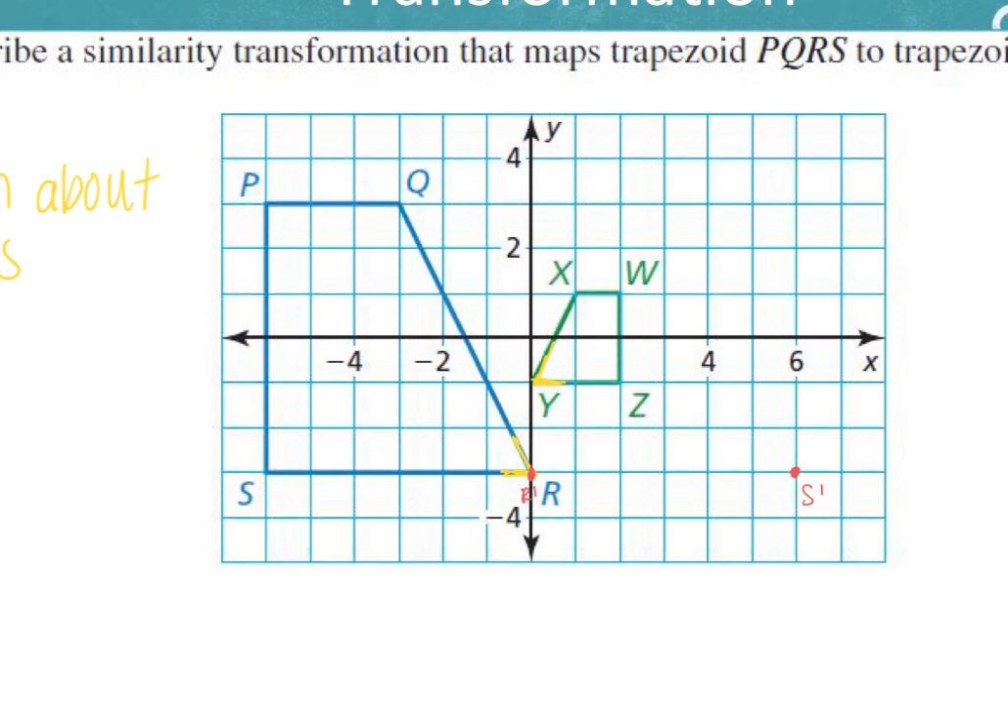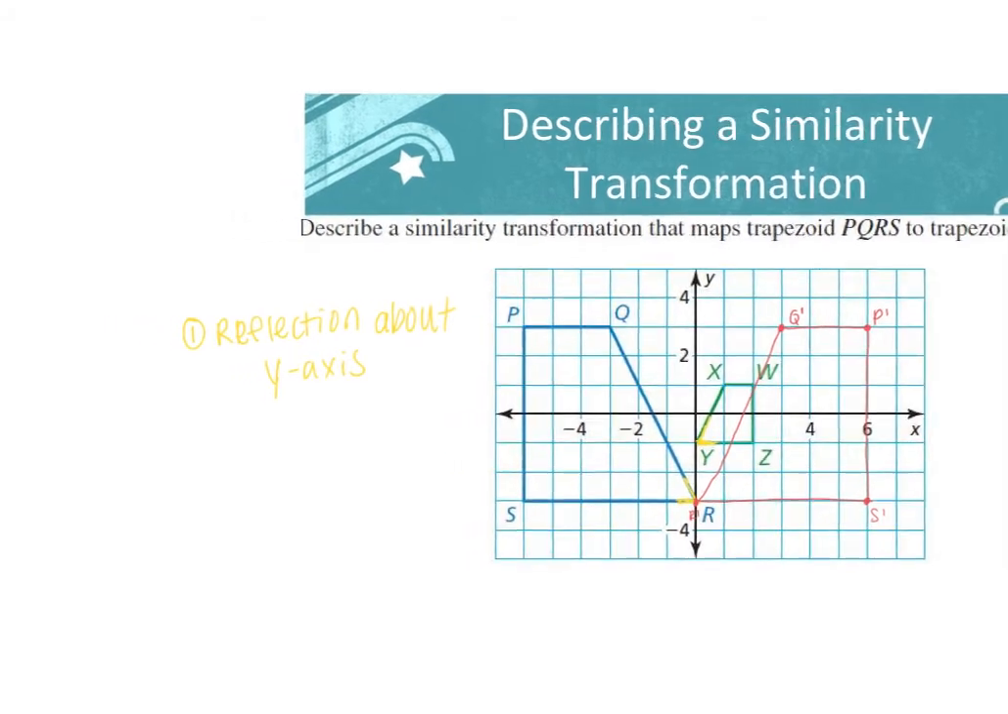Same thing for Q. Q is at -3, 3, so its x coordinate is going to change to positive, so it's going to be at 3, 3. So this will be Q prime. And then P will be all the way over here, P prime. We connect all the primes, and we get something like this, and this should look exactly like our other trapezoid, and it does. It's just flipped, or reflected over that axis. All right, so we're good.